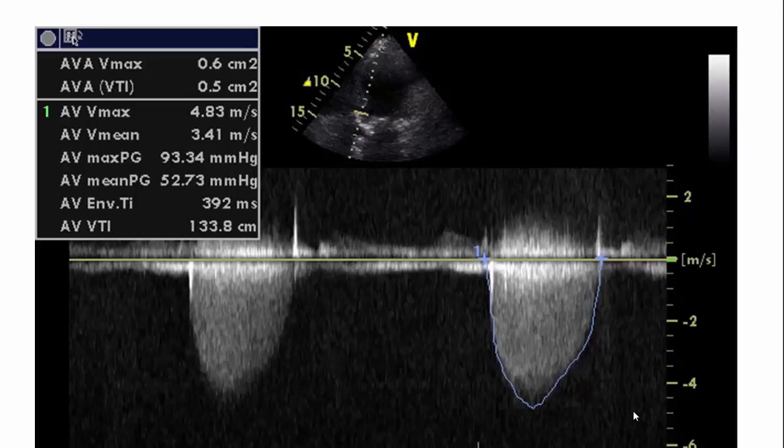And sometimes we may see milder degrees of gradients across the aortic valve. This is used as one of the criteria to diagnose the degree of narrowing of the aortic valve, and then based on that we make decisions as to what needs to be done. Do we follow the patient medically?